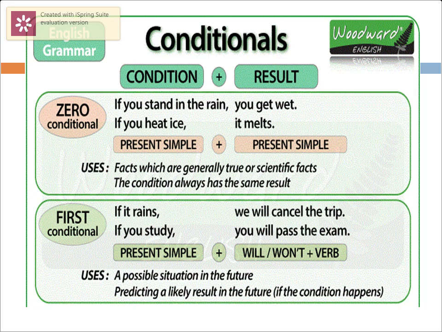If you study, you will pass the exam. If you study, that's the condition, and the likelihood is you'll pass the exam. Now, the tense form is present simple in the condition clause and will or won't plus the simple present of the verb in the main clause.